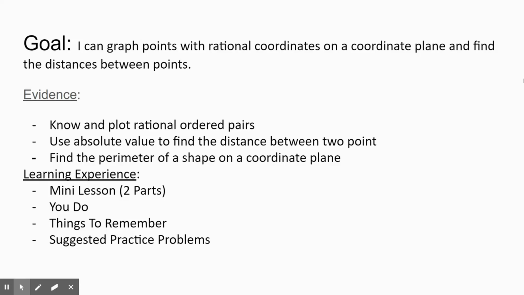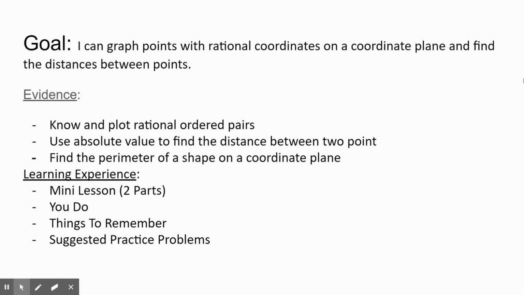We're talking about how we can graph points with rational coordinates on a coordinate plane so that we can find the distances between the points. Specifically, we're going to know how to plot rational ordered pairs. We're going to use absolute values to find the distances between 2 points, and we're going to use the perimeter to help us extend what we know already. If you haven't watched the 2.5 distances between 2 points video, I would suggest watching that first. Otherwise, it's not going to make a whole lot of sense.